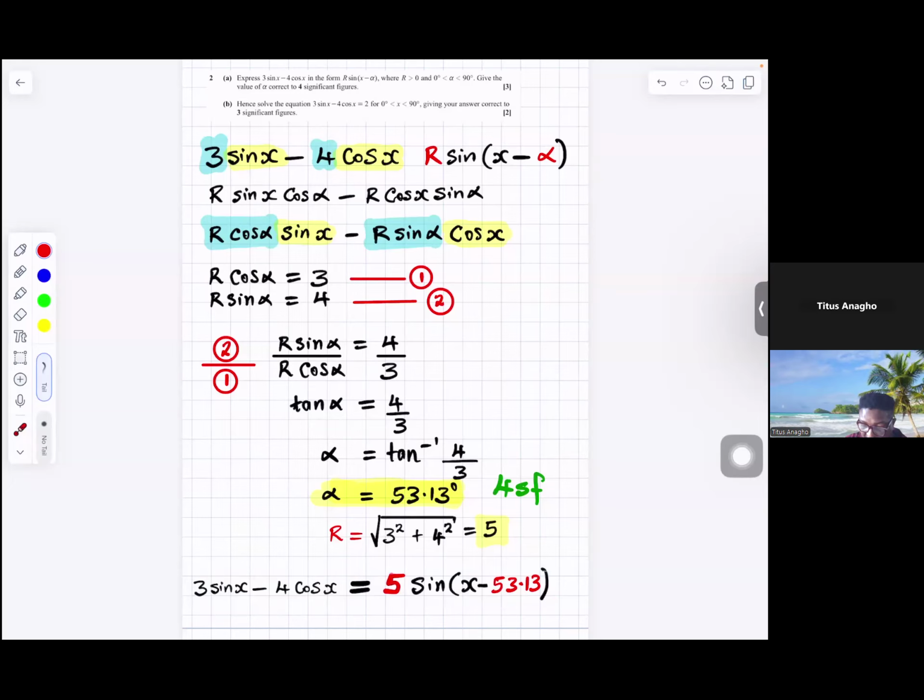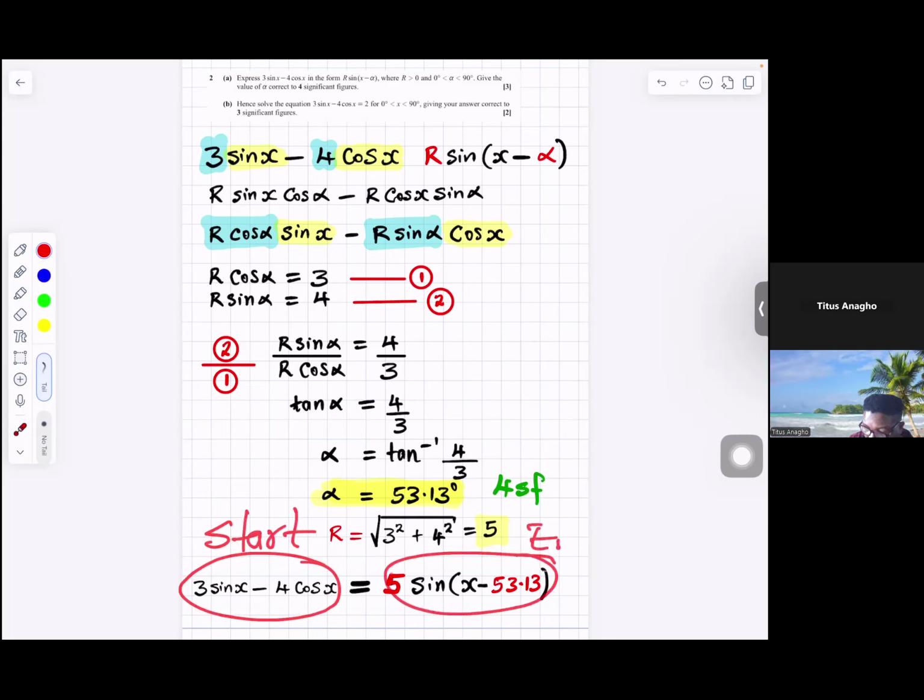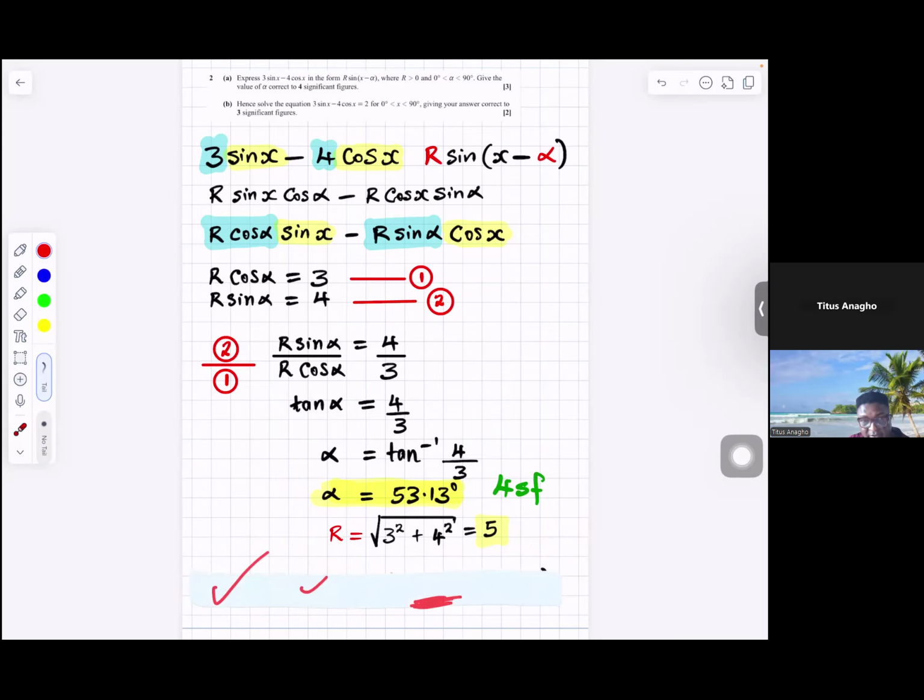And this is what your final answer will look like. This is where you start, and that's where you end. So all we have done is change from sine and cos to only sine. Now you can start to solve things when you have changed from 2 different trig functions to just 1. So that's how that question is done.